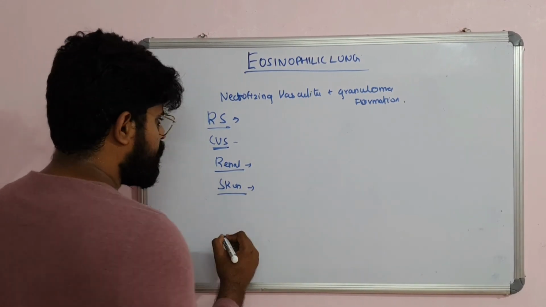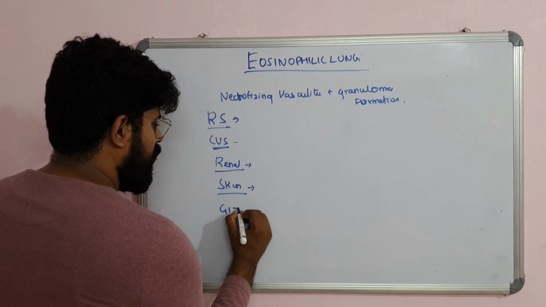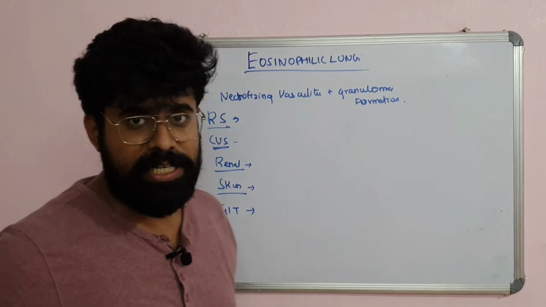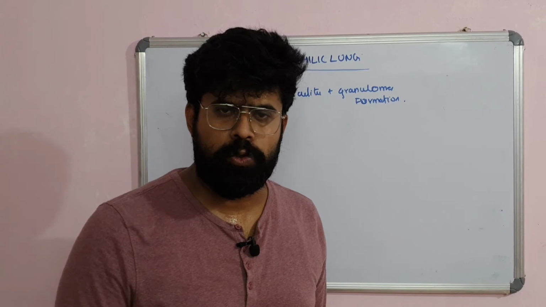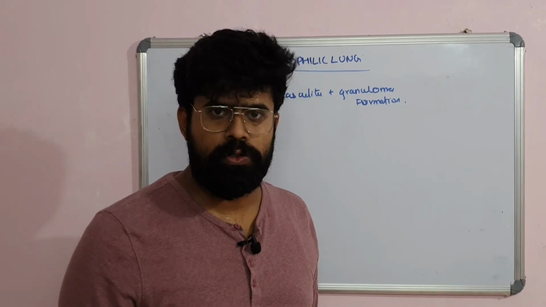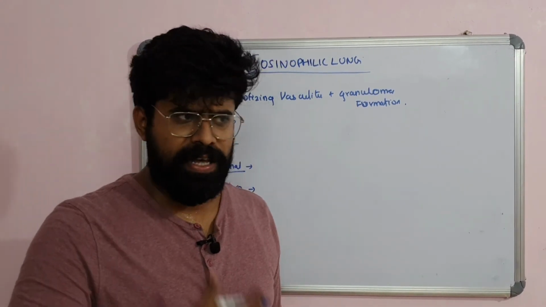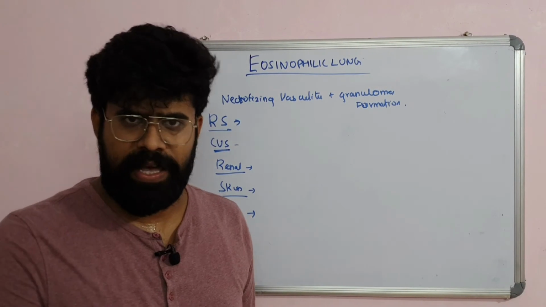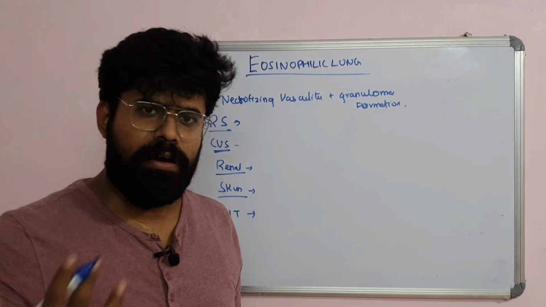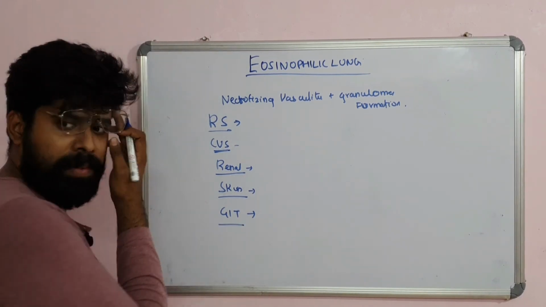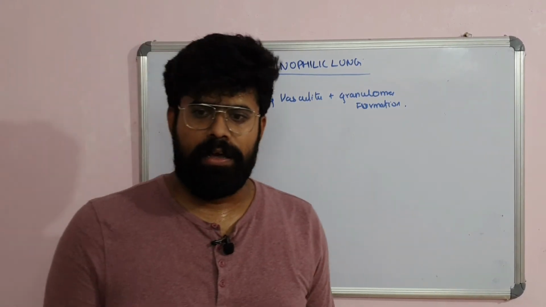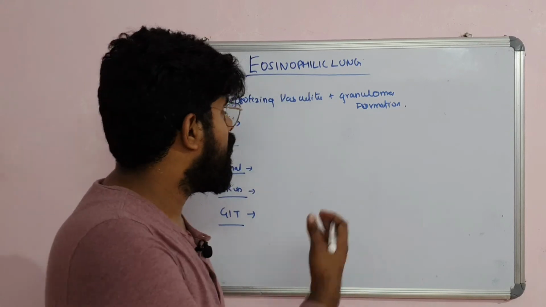In the GIT, they can cause eosinophilic gastroenteritis. The patient will present with abdominal pain, loose stools, and bloody stools. Colitis presentation can be present. They can also have evidence of pancreatitis, cholecystitis, or necrotizing inflammation. So this is the major organ system involvement in this eosinophilic lung disease.